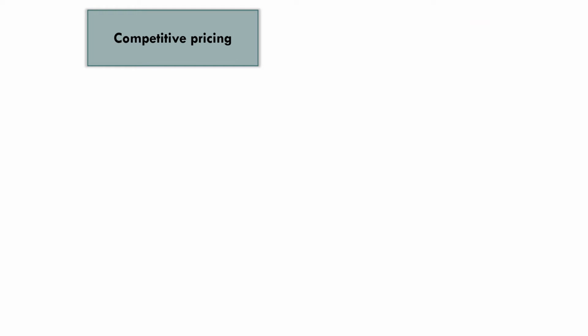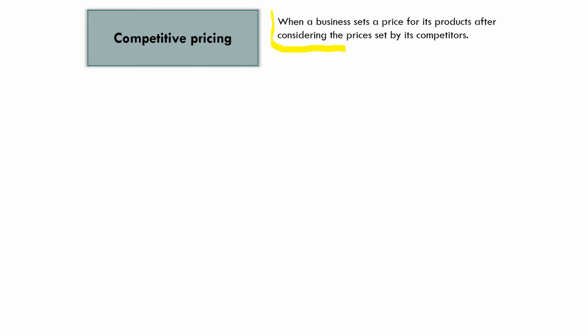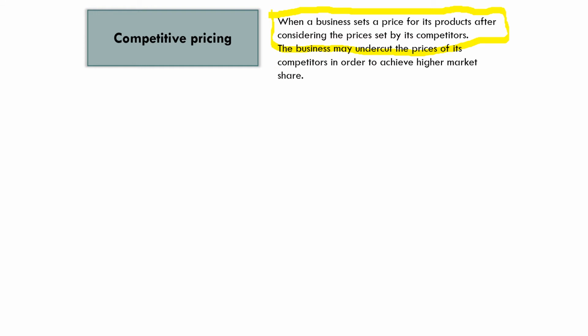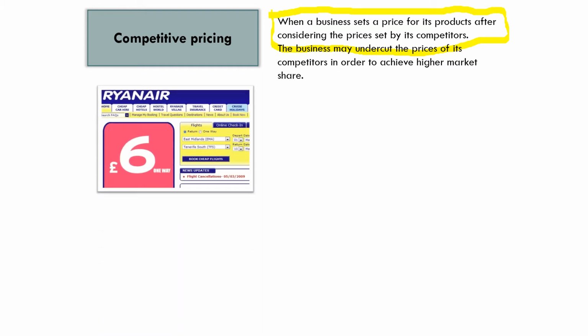Okay, competitive pricing. This is when a business sets a price for its products after considering the prices set by its competitors. So competitors have a large influence on the price that the business has gone for. So the business may undercut the price of its competitors or they might price similarly, but the idea is that the competitors have had the main influence on the price setting.